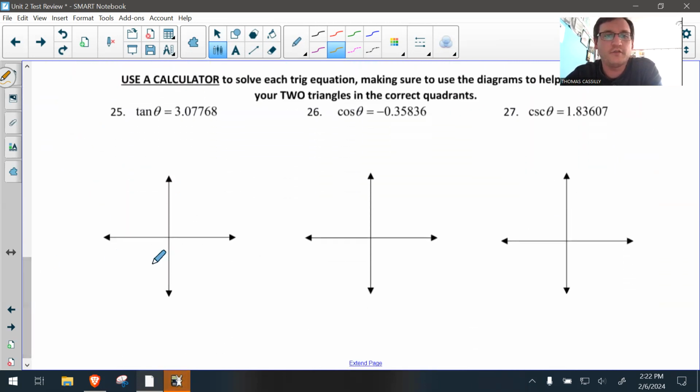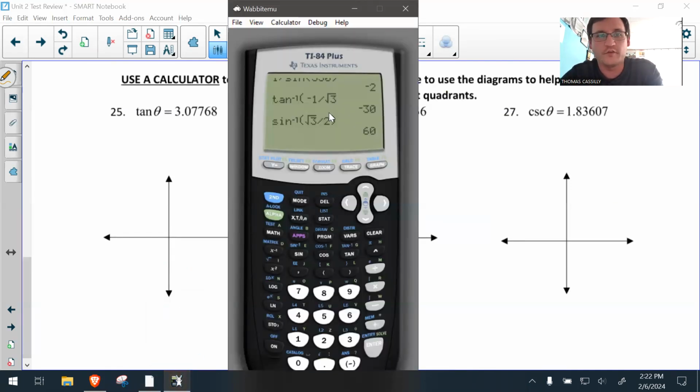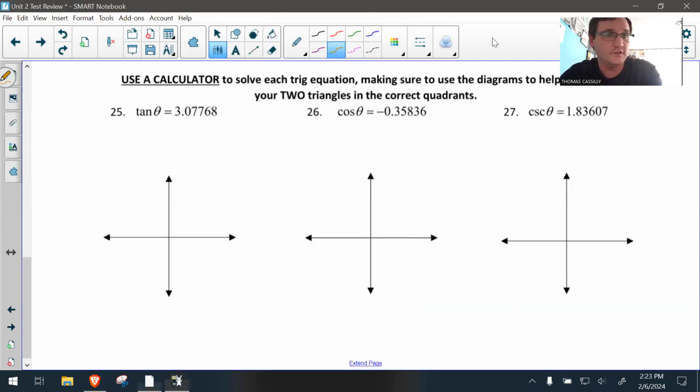All right, now on this one, we need our calculators. There's no getting around this. So the inverse tangent now of 3.07768, punch that in. It's going to give you a decimal. I'm just going to round this up, all right? So it's 71.999. I'm going to call that 72 degrees. All right, so that is a 72-degree angle right here. That's what a 72-degree angle looks like.